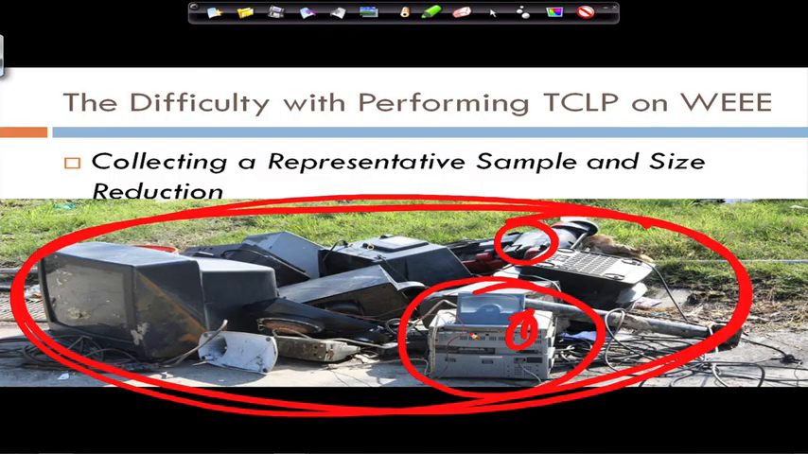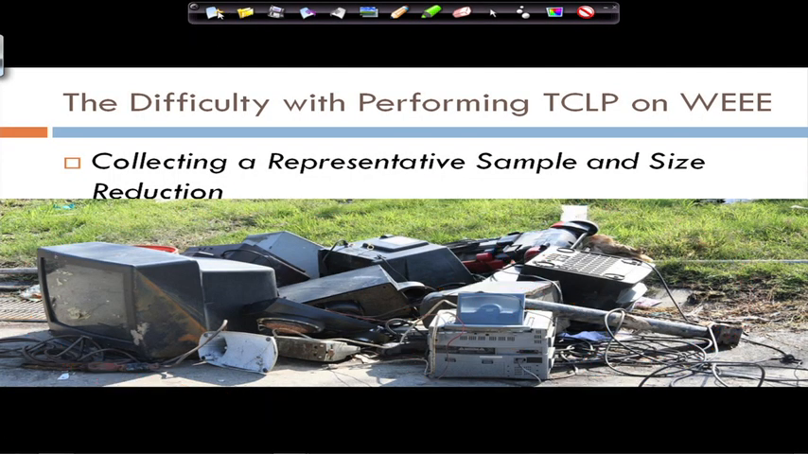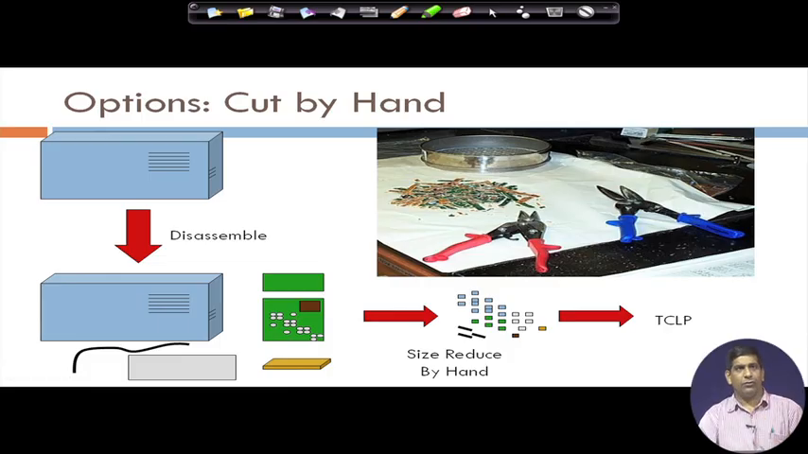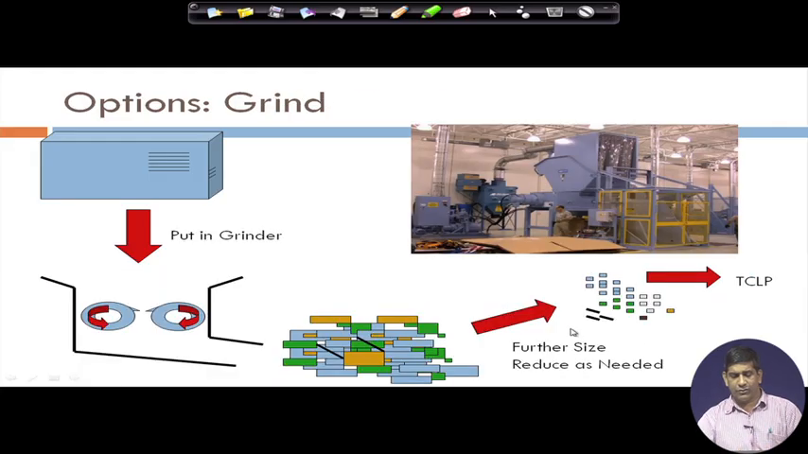The other thing is size reduction. How will you do the size reduction? That's again problematic. One option is to cut it by hand. If you have cheap labor available, you can let people cut it. It does require some effort. You cannot do much in a day, but you can size reduce it by hand, and then take the sample and do the TCLP.